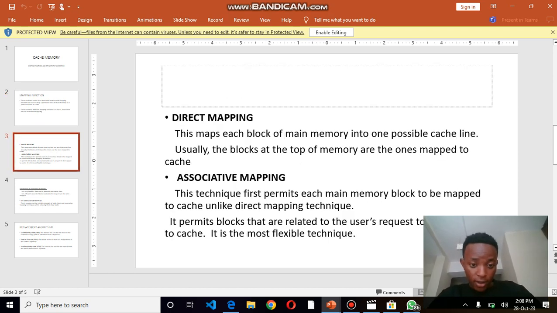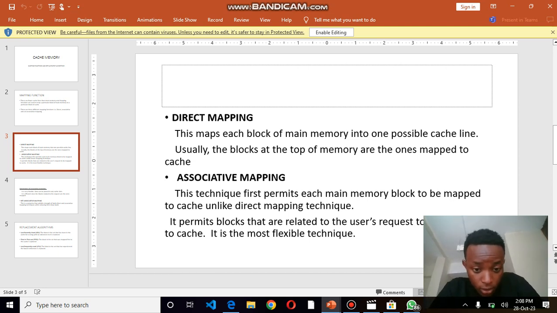Let's get started with direct mapping. This maps each block of main memory into one possible cache line. Usually the blocks at the top of main memory are the ones that are mapped to cache according to this mapping function. It's actually the least flexible mapping function.